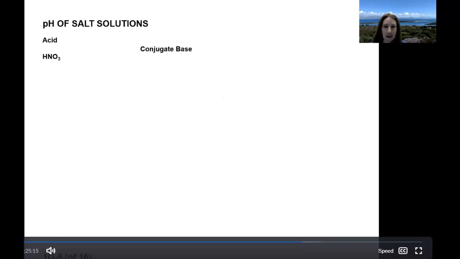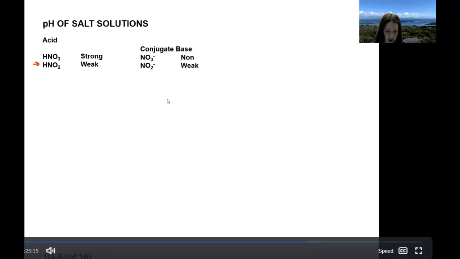Are these lining up? Yes. So HNO3 is a strong acid. So therefore, its conjugate base doesn't matter. How about HNO2? The conjugate base of HNO2, nitrous acid, is NO2 minus. This is a weak acid. So therefore, this is going to be a weak base.